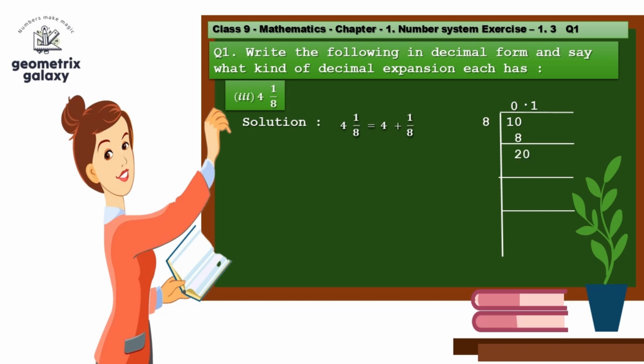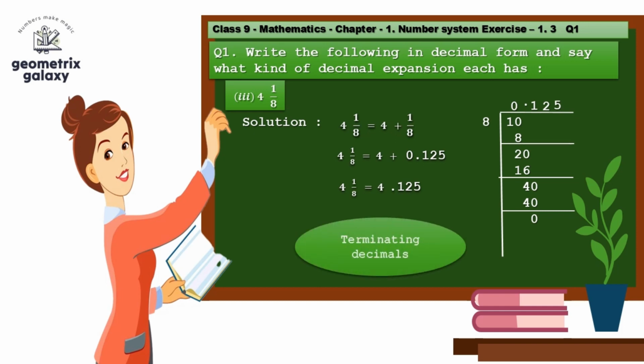Again add one 0. It becomes 20. So now 8 twos are 16. So the remainder is 4. Add 0 with 4. It becomes 40. So 8 fives are 40. So the remainder is 0. The division ends here. So the answer for 1 by 8 is 0.125. Now add 0.125 with 4. It gives the value as 4.125. This is terminating decimal.